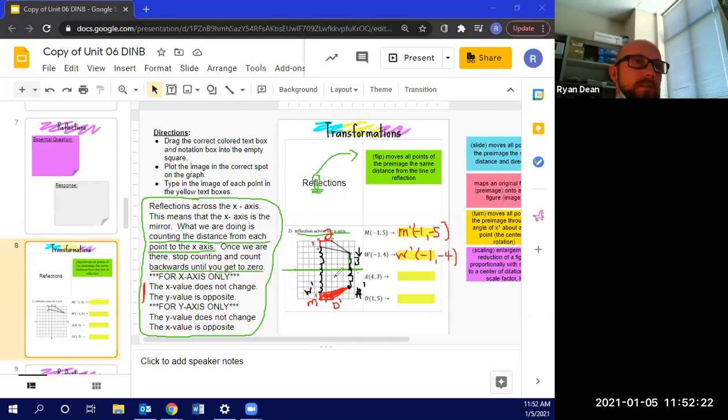Okay, to verify this, you would start at the origin, the point 0, 0. If I go to W, that's 1 space, -1, and then down 1, 2, 3, 4. Okay, so this works every single time for the x-axis reflections. The x value stays the same, but the y value is going to be the opposite. So for point A, we have 4 and -3. For point D, or D prime, we have 1, -5.